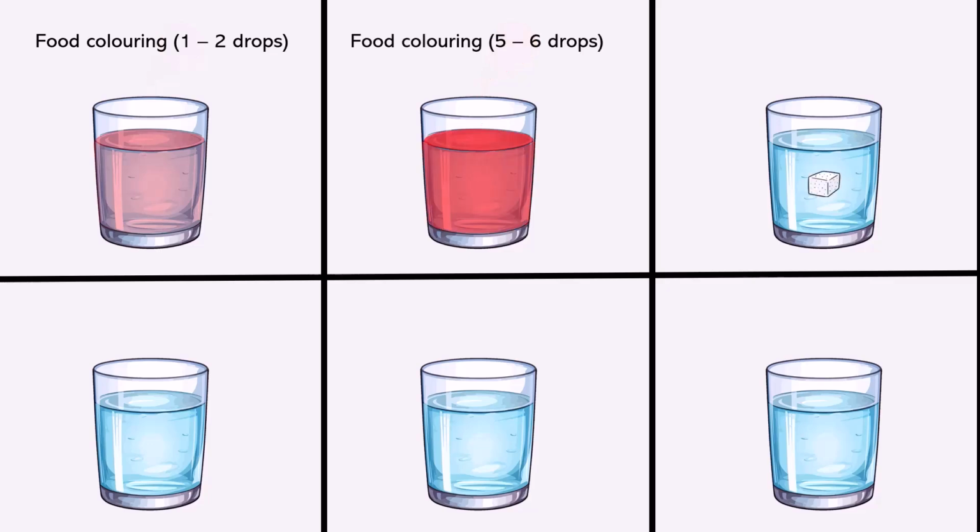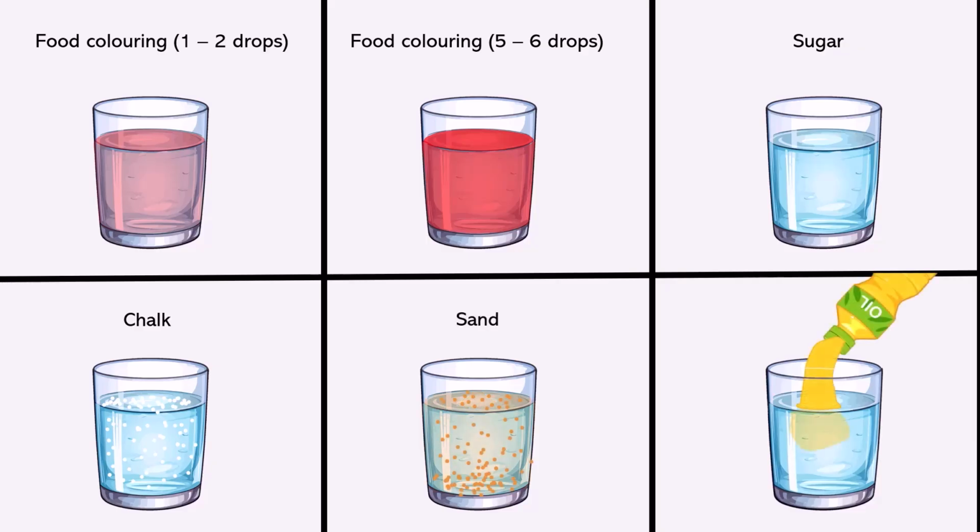In the third, let's add a little sugar and stir that. In the fourth one, we will add some chalk powder and now stir that. In the fifth, we add some sand or even soil and stir. And finally, in the last one, we are going to add some oil and stir that.